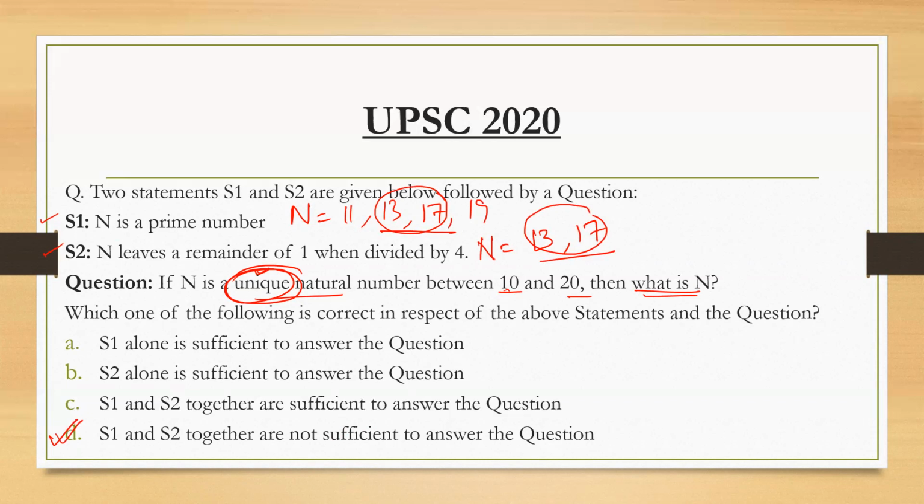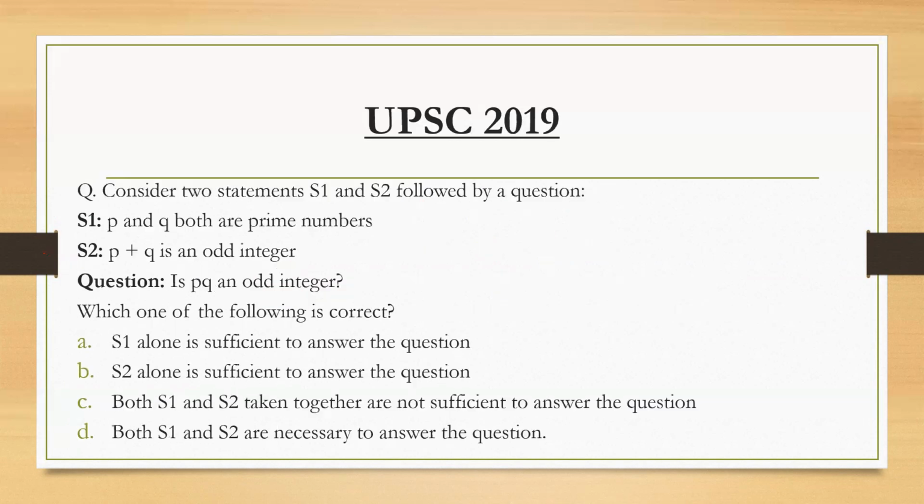Okay. All right. So if this is clear, try the last question, and with this we'll be done for today's class. This was asked in your UPSC 2019. The question asked is: is PQ an odd integer? Statement 1 says P and Q both are prime numbers. Statement 2 says P plus Q is an odd integer. So two statements are given. You should choose that statement which definitely answers your question. So try this one.